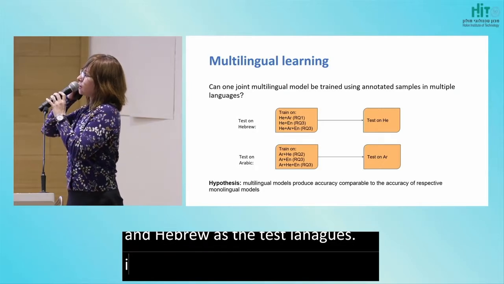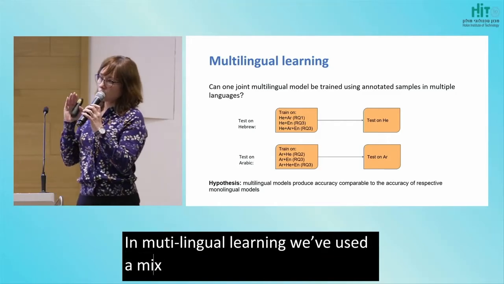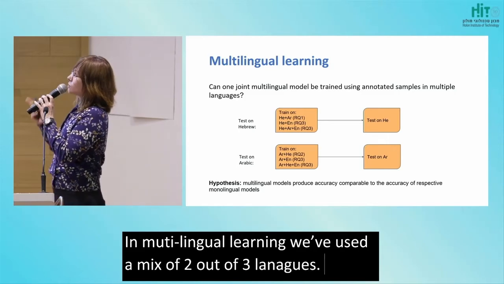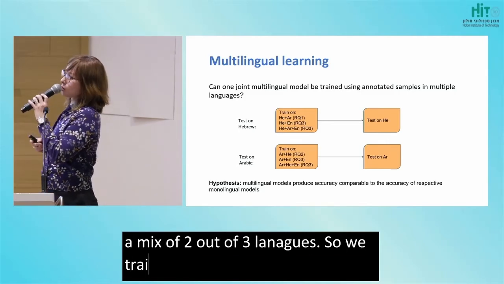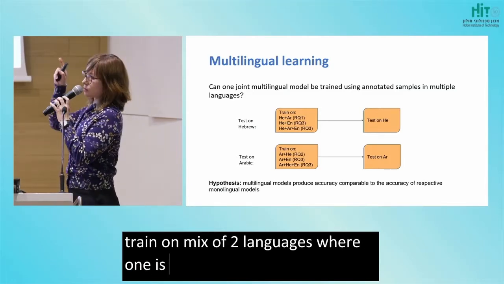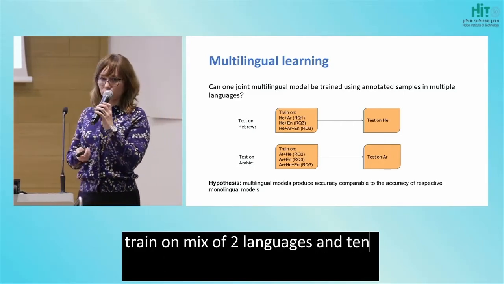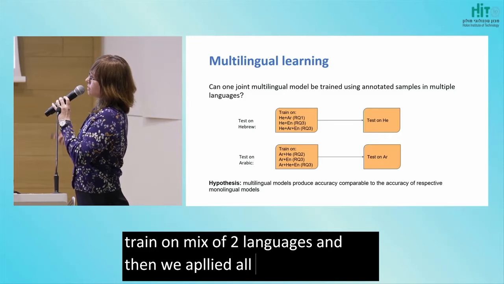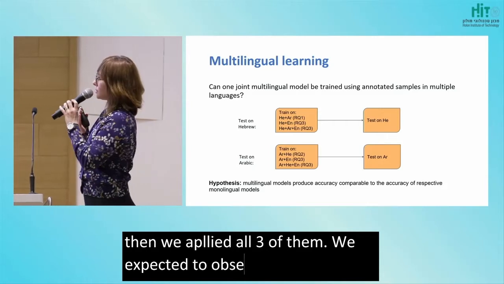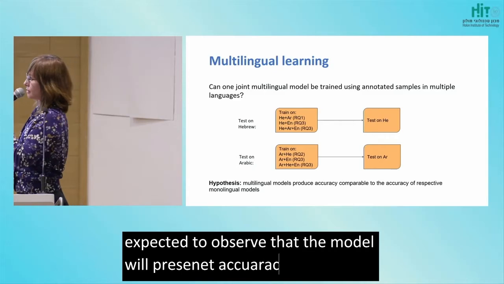In multilingual learning, we used a mix of 2 or 3 languages as training, and again, one of the Semitic languages as a test, I mean both, but separately. So we train on a mix of 2 languages, where one of them is Semitic, Hebrew or Arabic, and also on all 3 languages, and then applied on Hebrew or on Arabic. So what we expected to observe is that multilingual models will produce accuracy which is considered comparable to the accuracy of respective monolingual models.